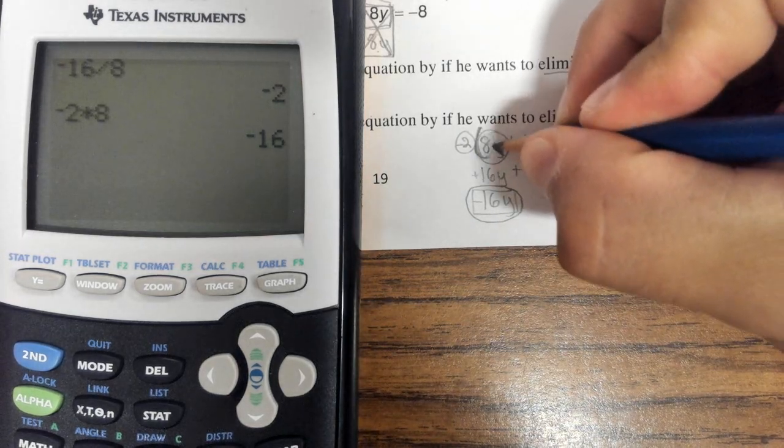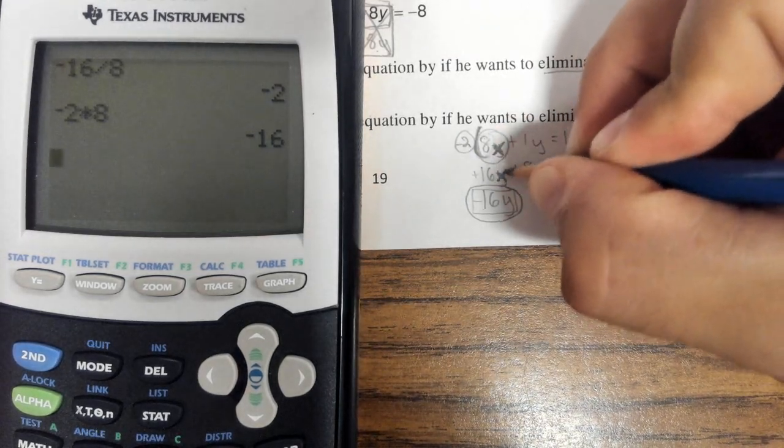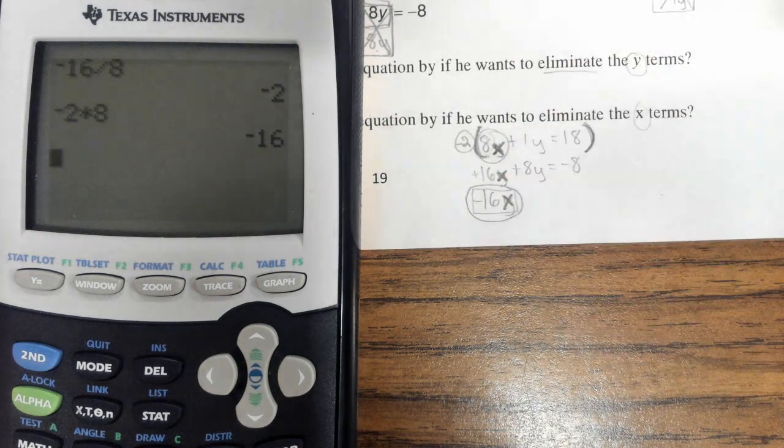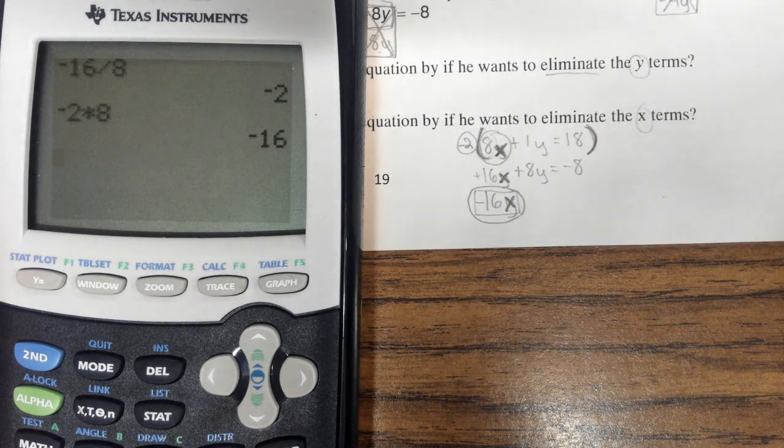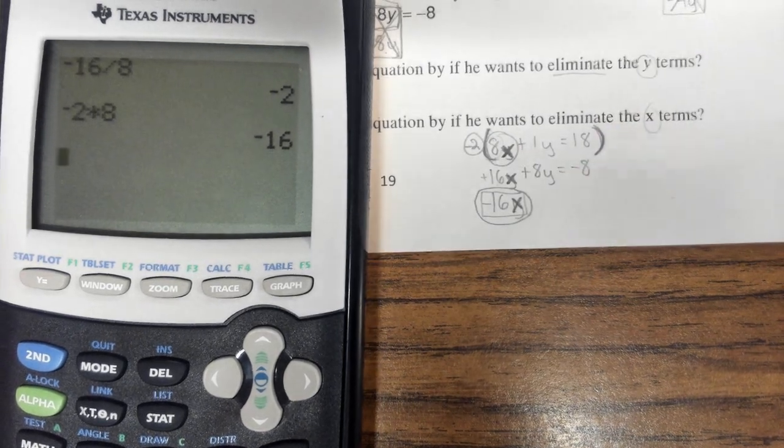Whoops, and that should be x's. Sorry, big mistake there. Sorry, to eliminate my x terms. So I go through and distribute negative 2. That's going to get rid of all my x terms.